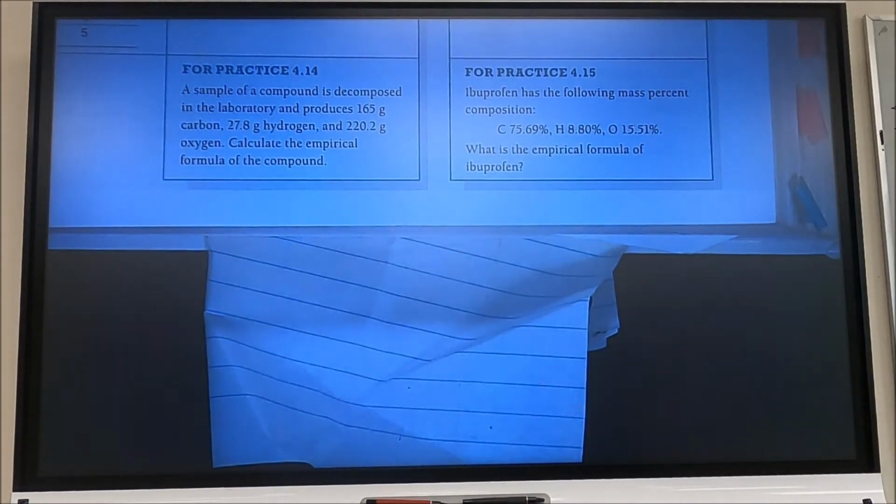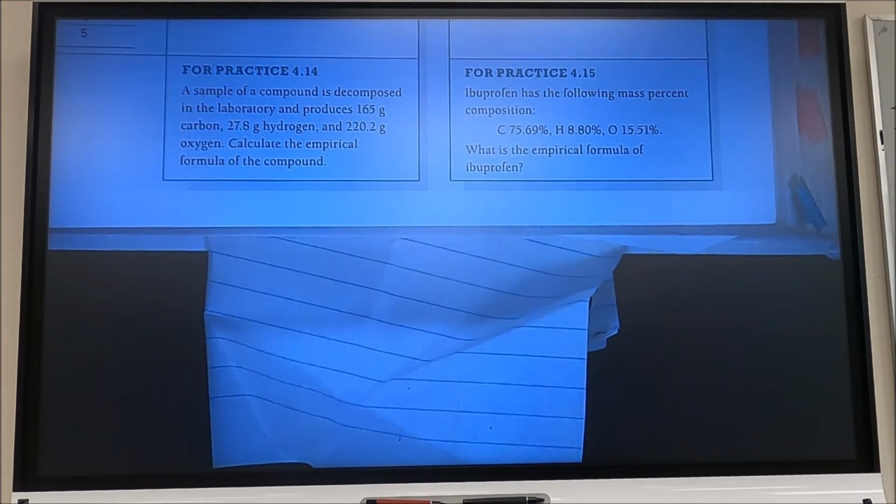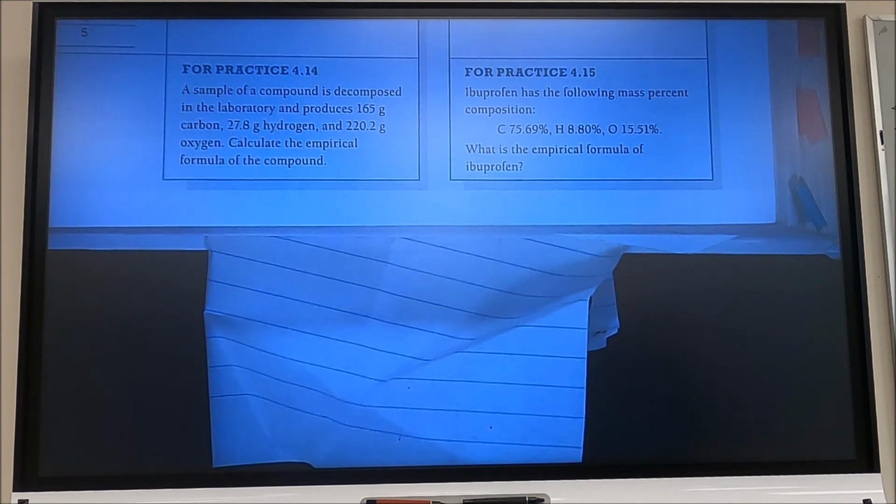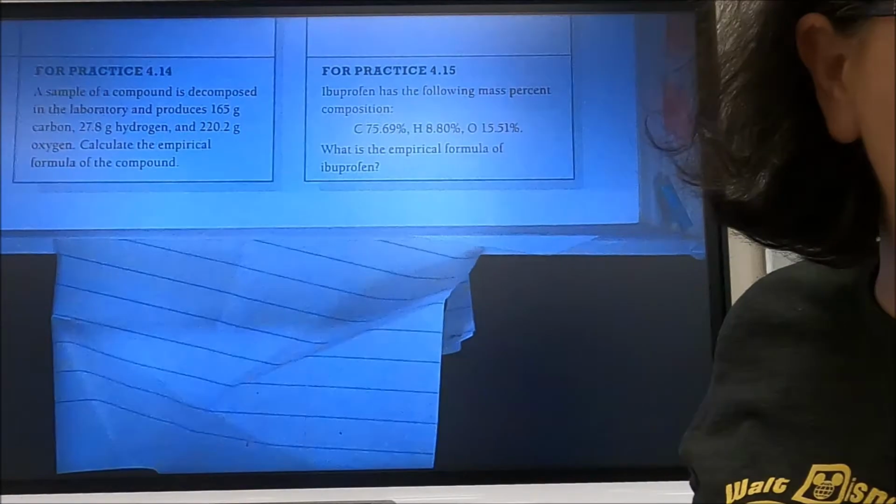Okay? Here it says ibuprofen has the following mass percentage. It's 75.69% carbon, 8.80% hydrogen, and 15.51% oxygen. So we're dealing with the same three elements again. Okay, but we're probably going to get a different compound. So let's start working through this problem.